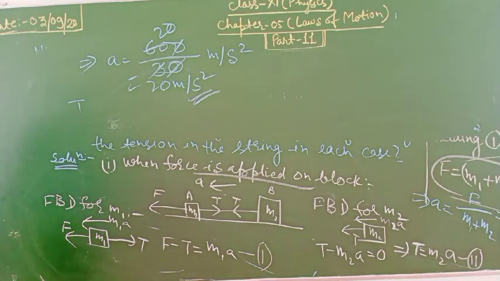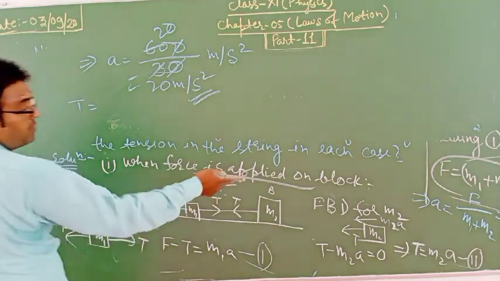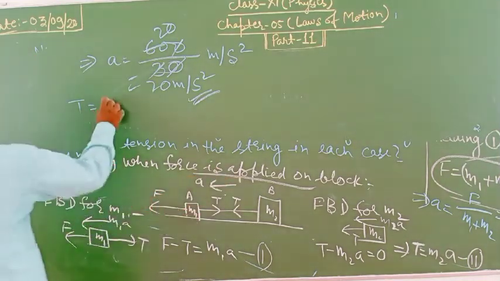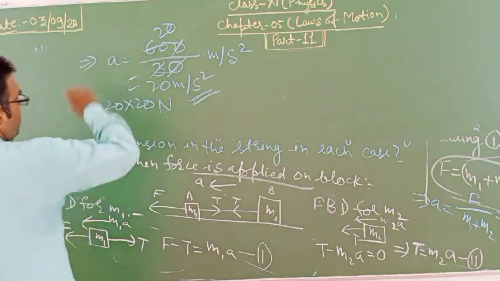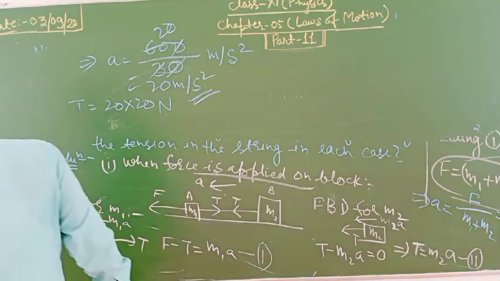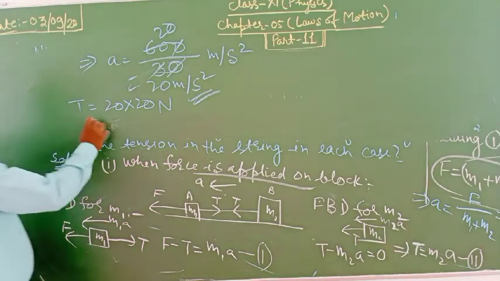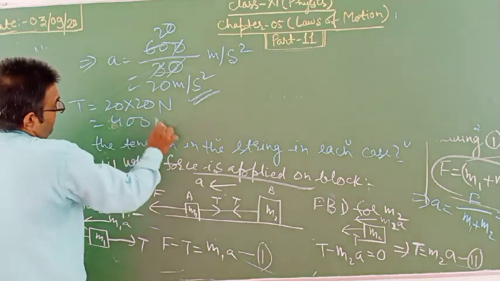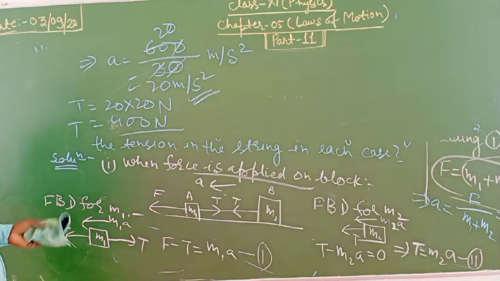Now if you have to find out the tension, we had tension T is equal to M2A. What is the value of M2? M2 is 20, so 20 into 20 Newton is equal to 400. Tension is equal to 400 Newton.